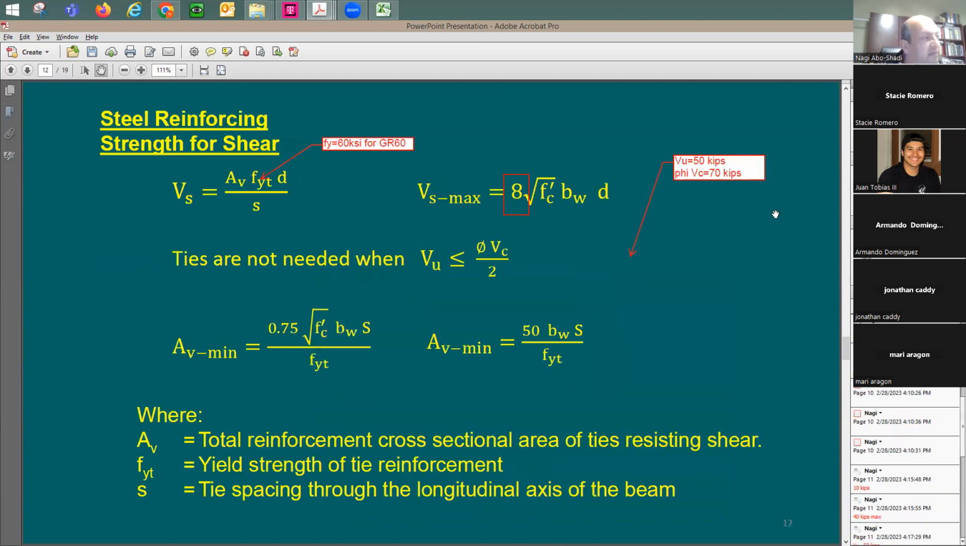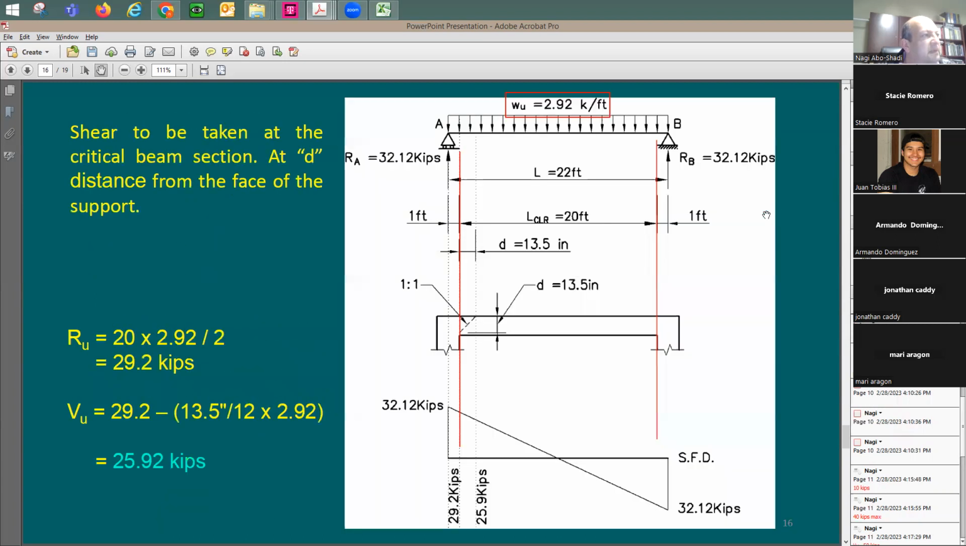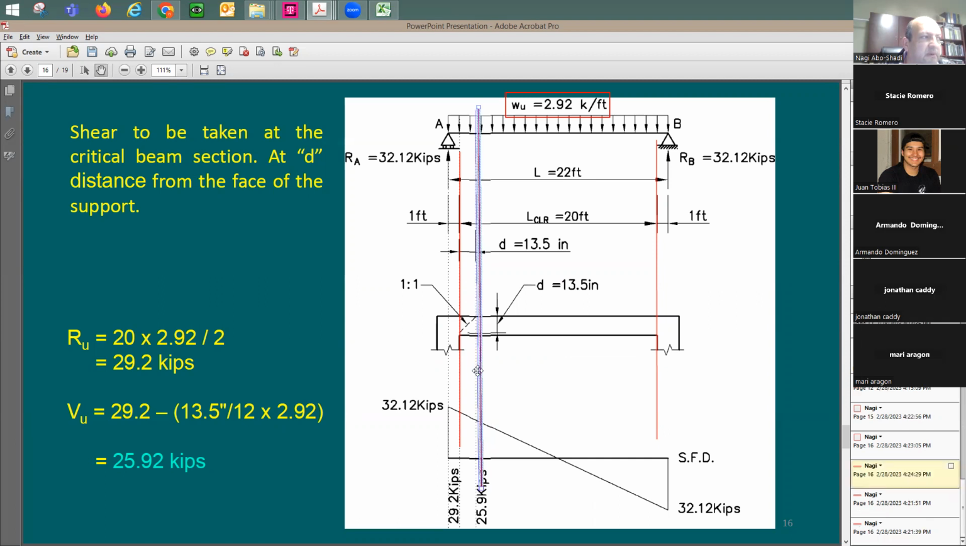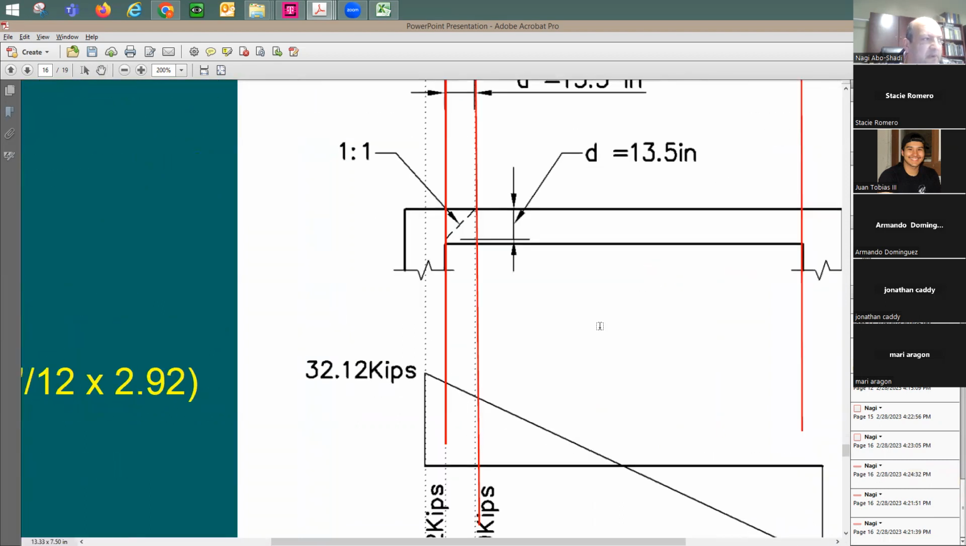Now let me do the same thing here in my example. This is going to be face of support. We're going to be going here 1 to 1 because the distance from here to there is equal to d. You see this distance from this point to this point. If you go here 1 to 1, it's going to be 13.5 inches. This is going to be my critical section for shear. It's going to be right here. My goal is to find the shear, which is Vu. This is here my Vu, which is this value from here to there.